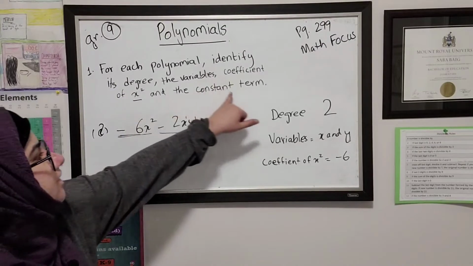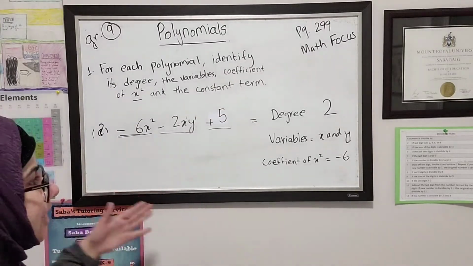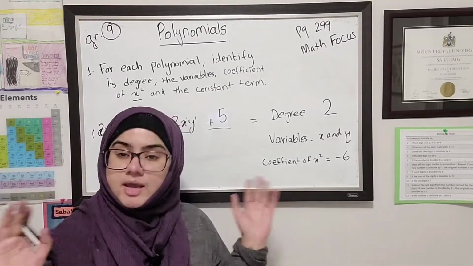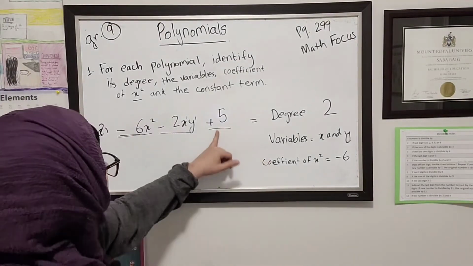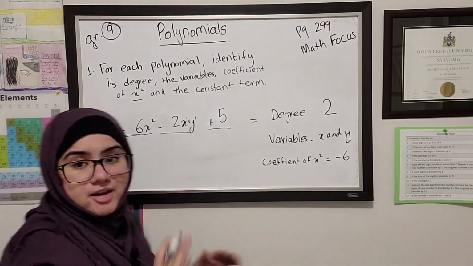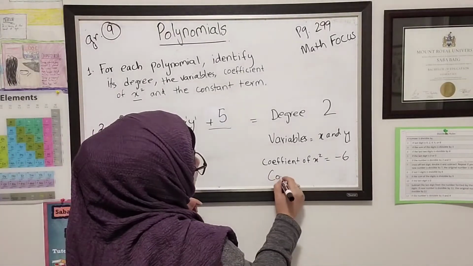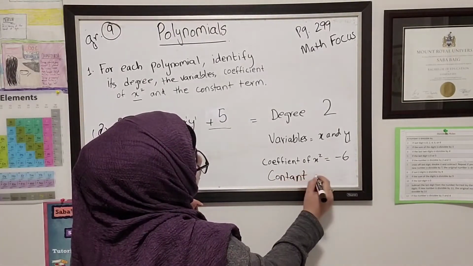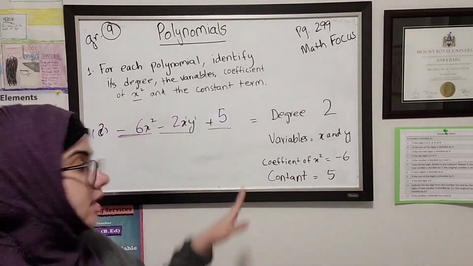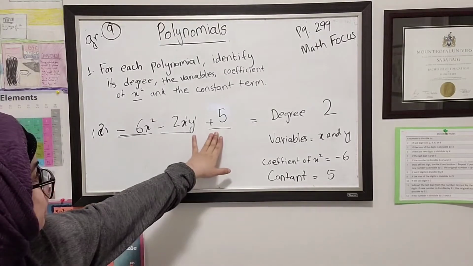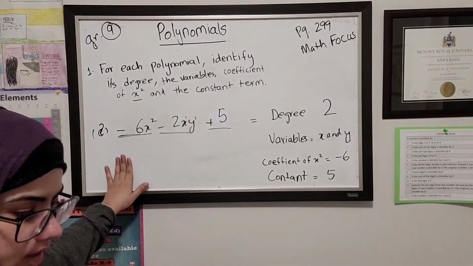And the constant term. A constant term is any number that stands alone by itself. It is not attached to any variable. So 5 is a constant term over here because it doesn't have any variable. So a constant term is any number in a polynomial or algebraic expression that stands all by itself. Okay, so this is your constant term. Now let's do question 2.